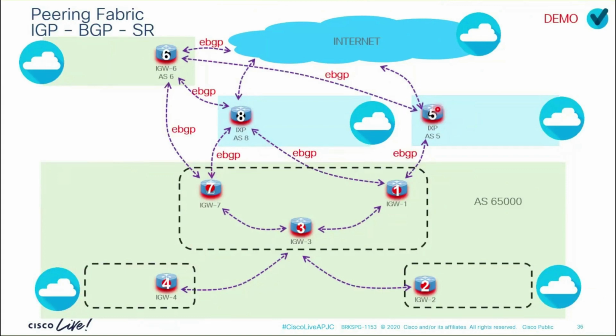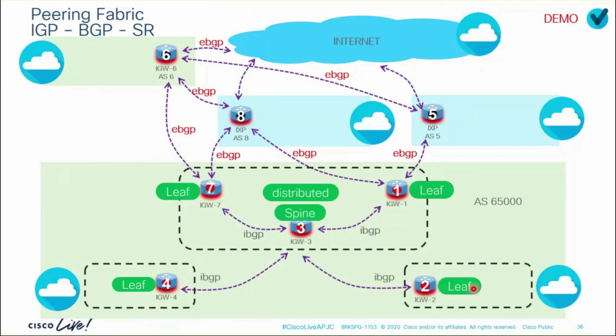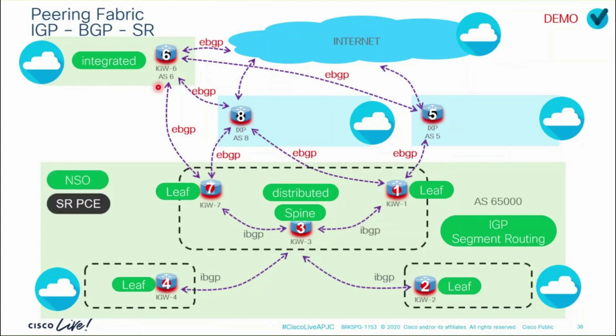And then here on the router 1, 7, 3, and 2 and 4 are the distributed peering fabric, which is a spine and leaf approach here within the AS65000. While the router 6 is a standalone peering fabric node here. And we use IGP with the segment routing, and NSO and SRPC here, as well as telemetry.